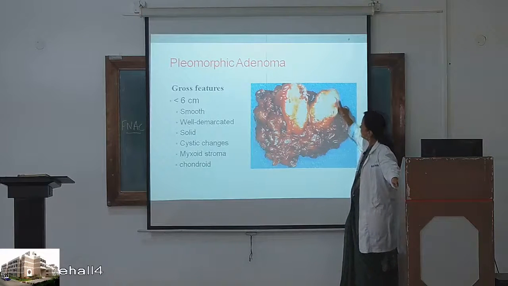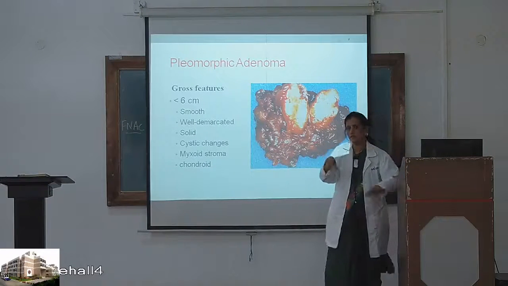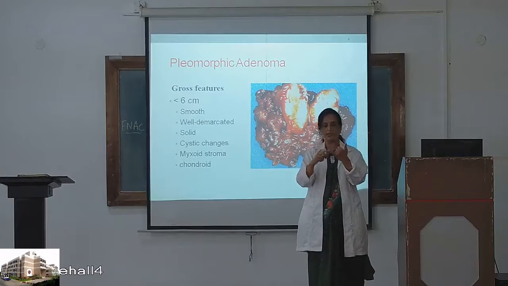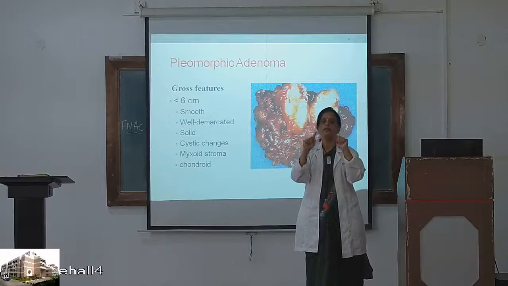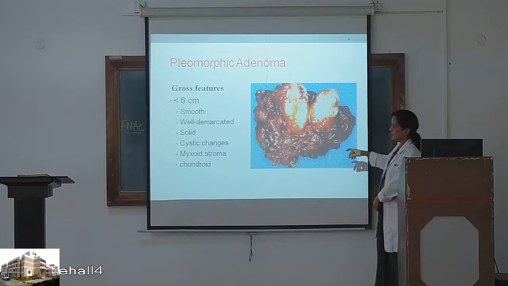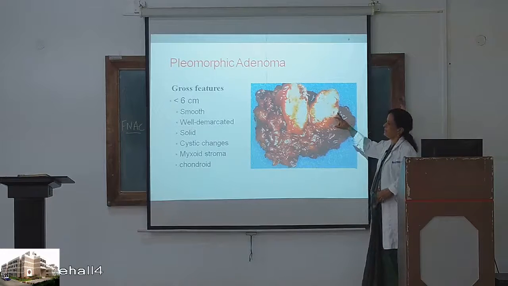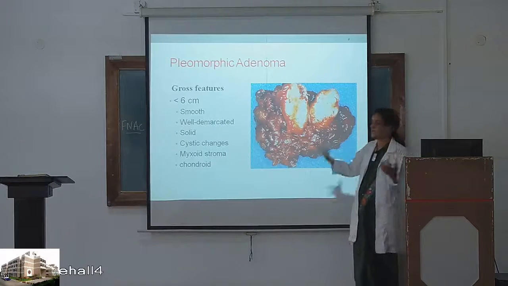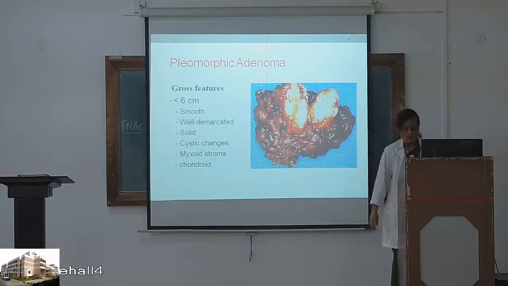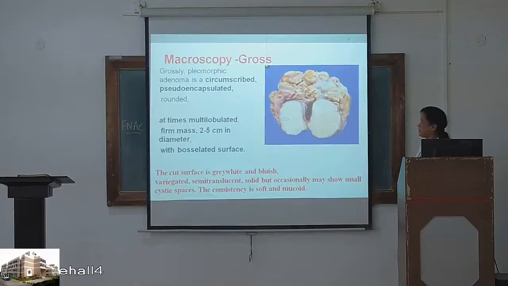And we can very well make out it's well demarcated. That means, one feature we are seeing grossly is that it is well demarcated. That's a feature of benign tumor. And then this appears solid. The cut section could show cyst also. It could show myxoid areas. It could show chondroid. But here it is gray white and solid.